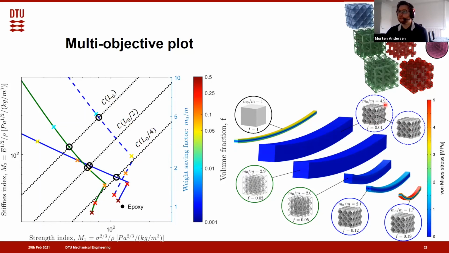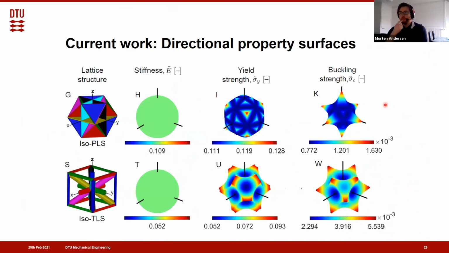And then a little teaser on some of the current work that we're working on. Feng-Wen Wang and Yichang Wang and Ole Sigmund and I, we have been working on directional properties of some of these lattices. So here I have a little teaser on the directional properties. So we see here we have the isotropic stiffness surfaces of these structures.